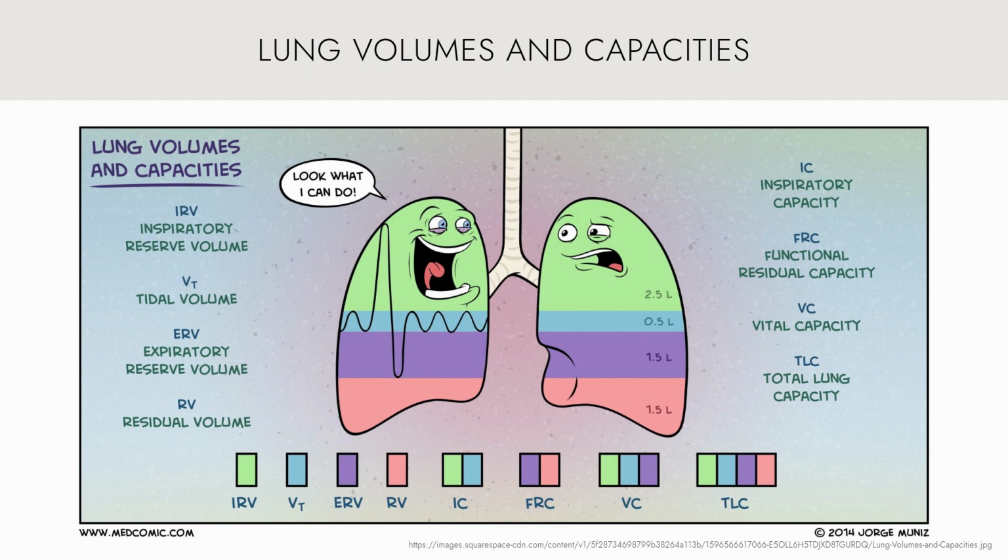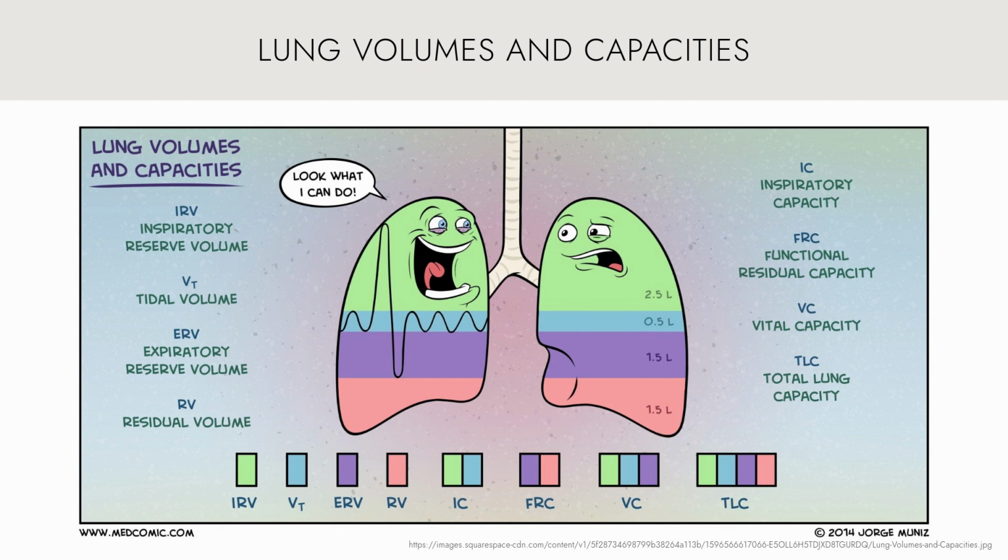Capacities are certain volumes added together. For example, total lung capacity is the sum of the inspiratory reserve volume, tidal volume, expiratory reserve volume, and residual volume. Vital capacity, maximum air exhaled after a full inhalation, is the sum of the inspiratory reserve volume, tidal volume, and expiratory reserve volume.